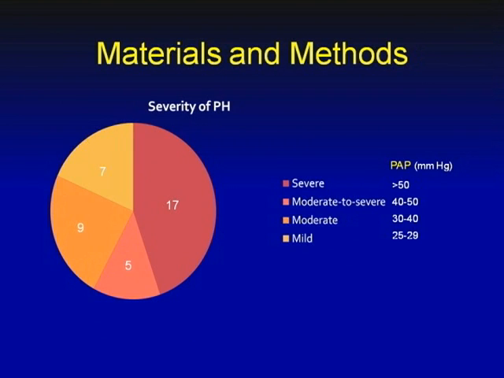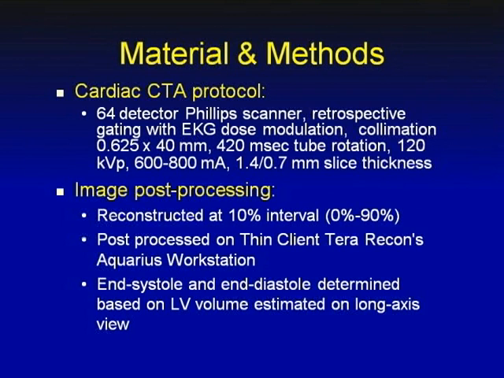This is the severity of the pulmonary hypertension in this second group, and you can see the majority of the patients had moderate to severe pulmonary hypertension based on the right heart catheter mean pulmonary artery pressures. The cardiac CT was done in a standard coronary artery CT protocol.